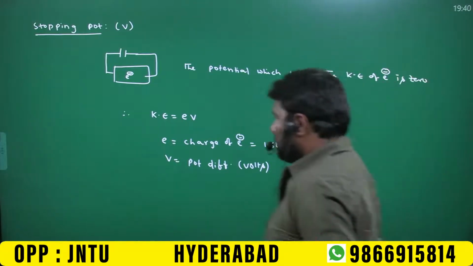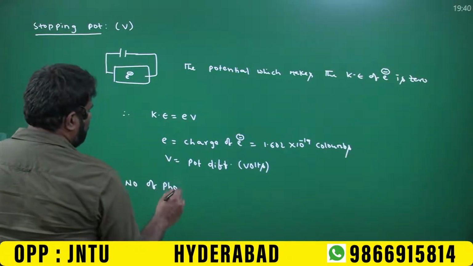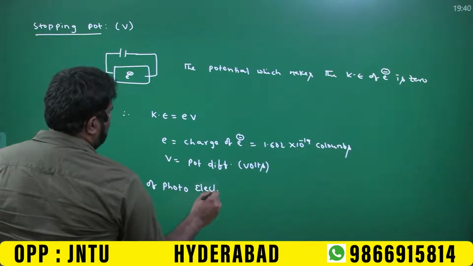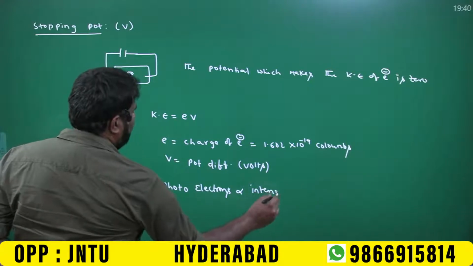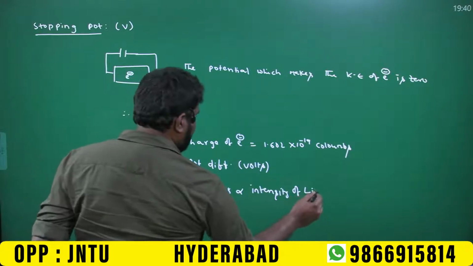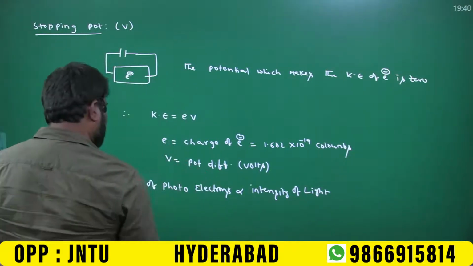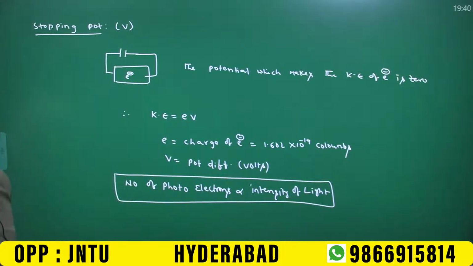Write down. Number of photoelectrons is directly proportional to intensity of light. Photoelectrons are directly proportional to intensity of light.